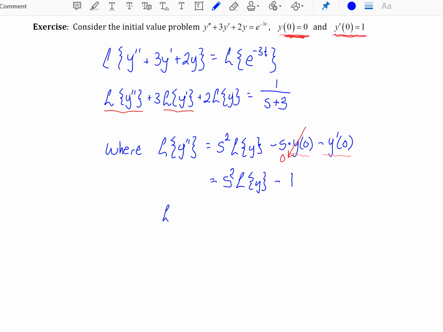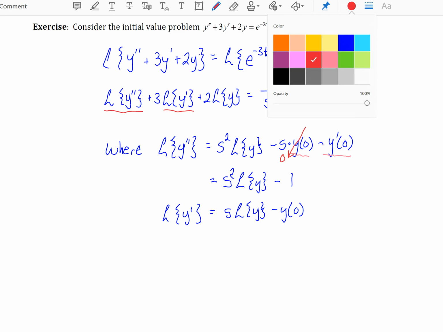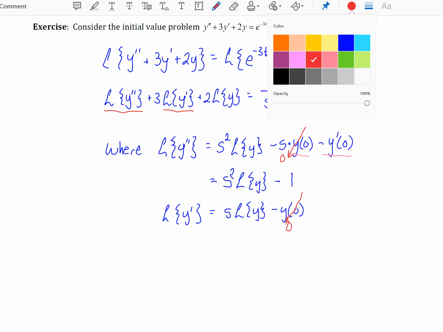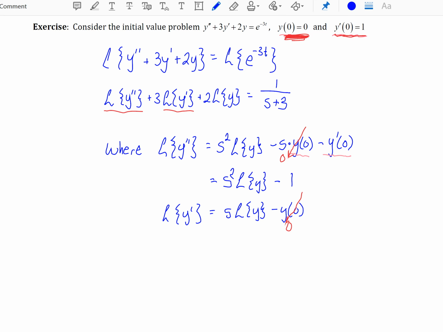Similarly, the Laplace of y prime. Our definition was s Laplace of y minus y of 0. But again, since y of 0 is 0, this term goes away. So we get just s Laplace of y.